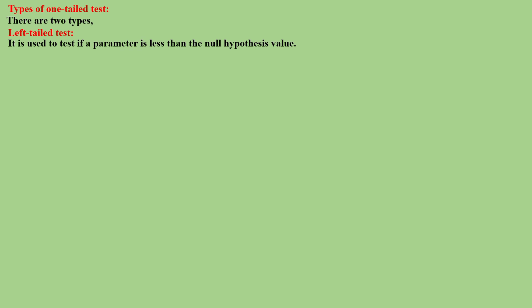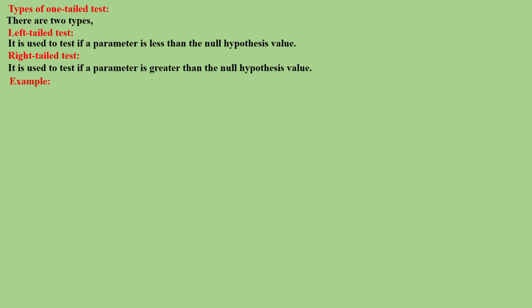The left-tailed test is used to test if the parameter is less than the null hypothesis value, right? Left side tail. The right-tailed test is used to test if the parameter is greater than the null hypothesis value.